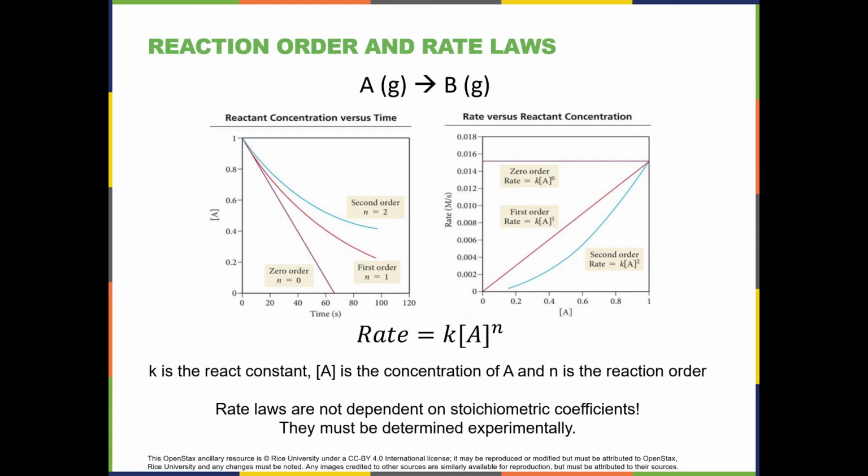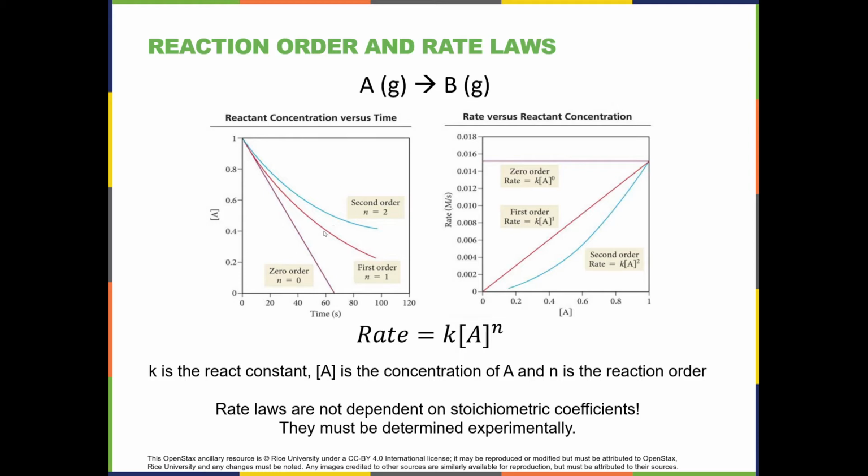In this section, we want to look at rate laws and reaction orders. So let's consider a simple reaction where A forms B. We're going to look at two different graphs for possibilities of A forming B for different reaction orders.